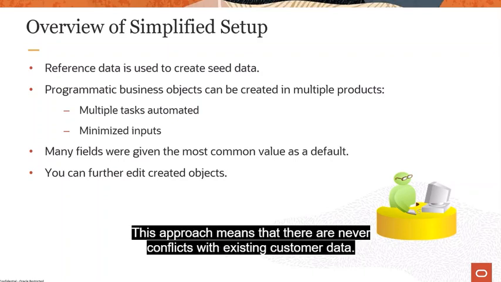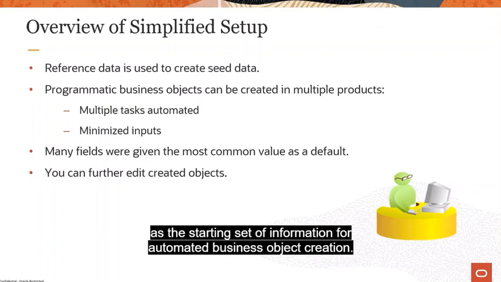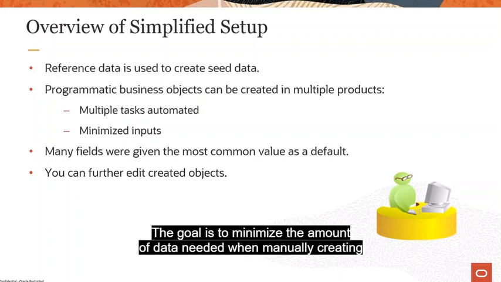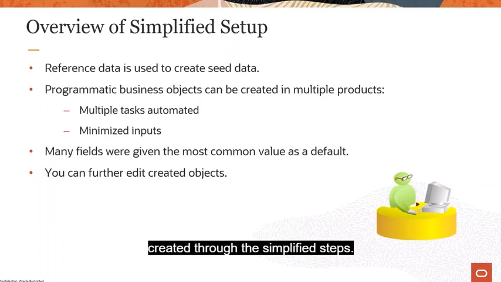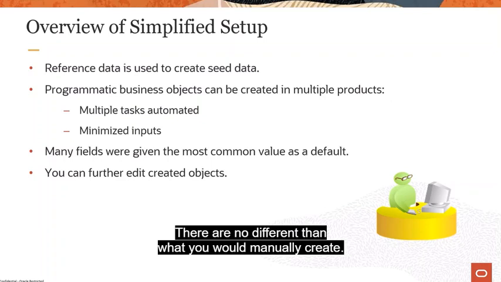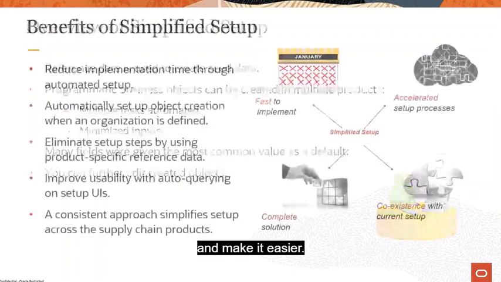This approach means that there are never conflicts with existing customer data. The reference data is copied over once to serve as the starting set of information for automated business object creation. The goal is to minimize the amount of data needed when manually creating any new business objects, and objects created through the simplified steps are no different than what you would manually create. Just using the simplified or quick setup should speed up the process and make it easier.